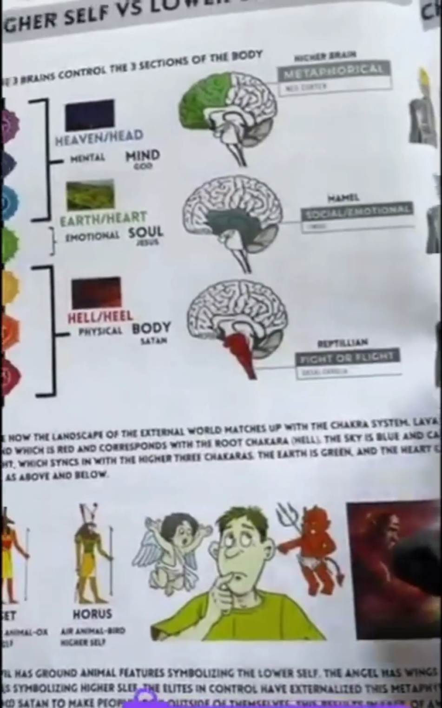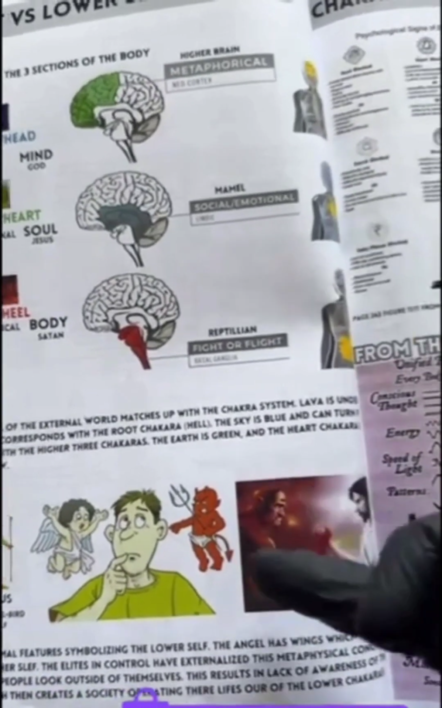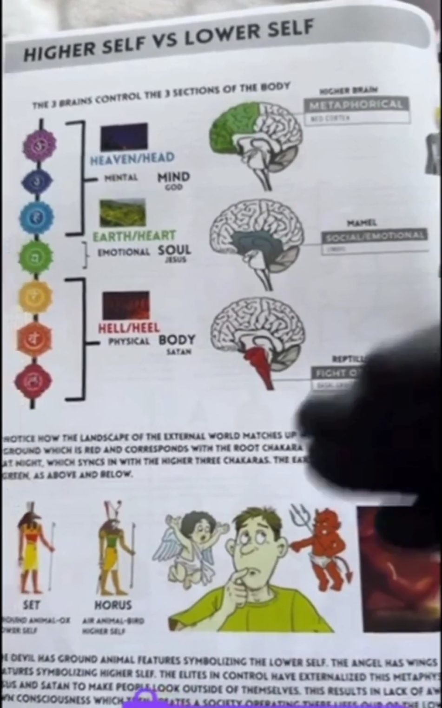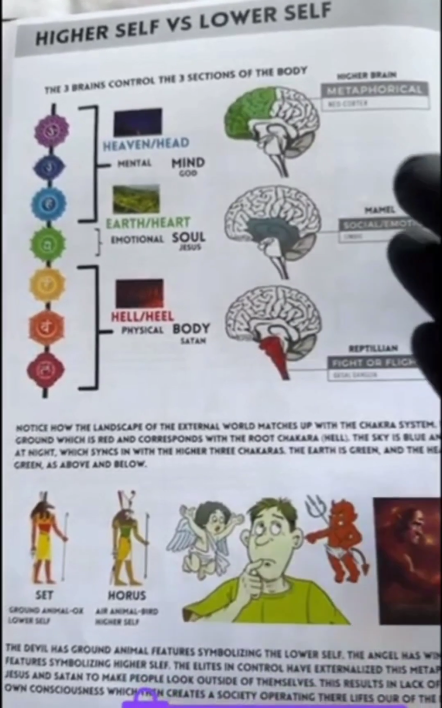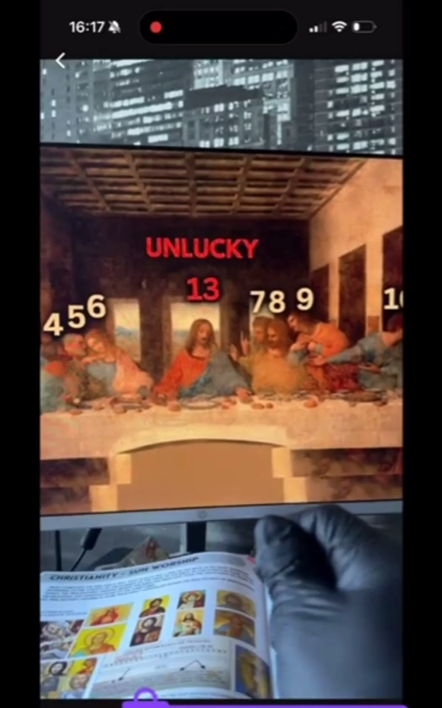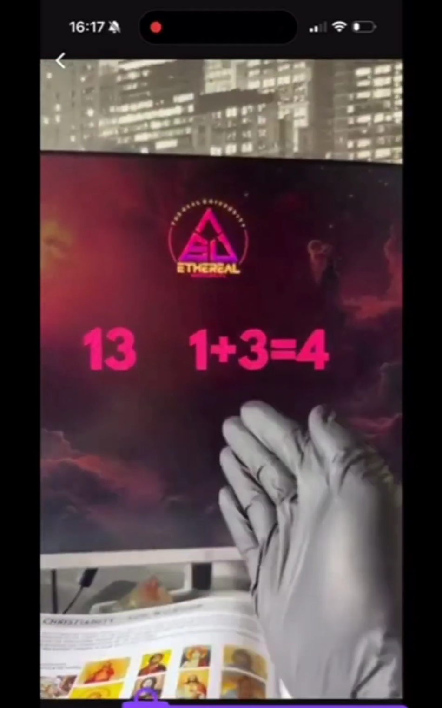Religion has externalized the truth so that you believe Jesus and Satan are outside of you. This is done so that you do not transmute all of the negative parts of yourself into positive and become the God. 13 is not unlucky, they made you scared. 13 adds up to 4.